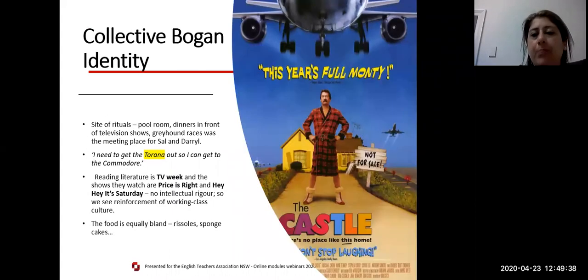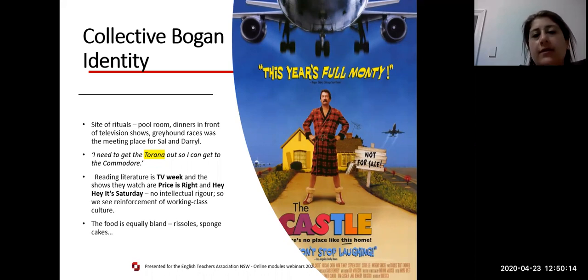And the collective Bogan identity is filtered right throughout the film in things like the pool room and what's put in the pool room, dinners in front of television shows, the greyhounds. "I need to get the Torana out," so I can get the Commodore, the types of cars you associate with that type of identity. So the social capital that's shared between the working class. Working class, Bogan, very synonymous. Not that all working class are Bogans. Reading literature, TV Week is read, Price is Right is watched, and so is Hey Hey It's Saturday.